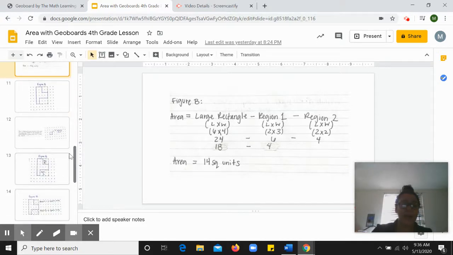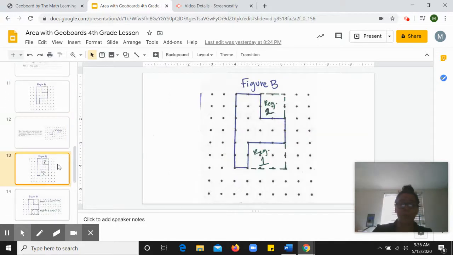And like I said, we're going to be adding the square units. So again, we have region 1 and region 2.